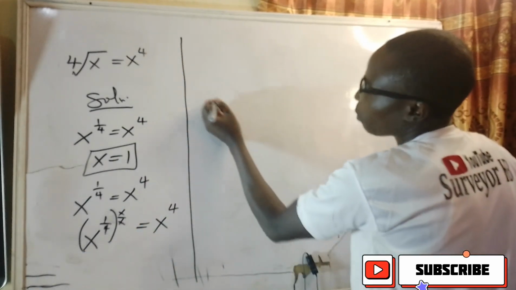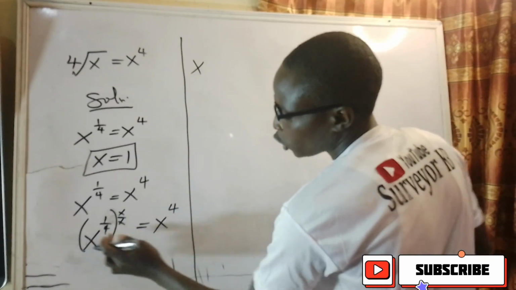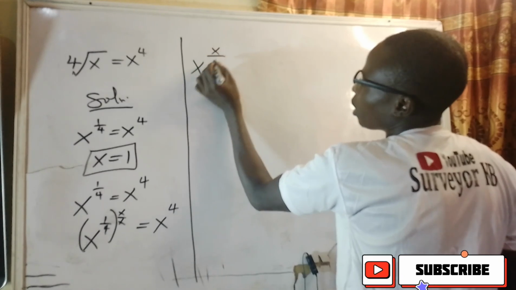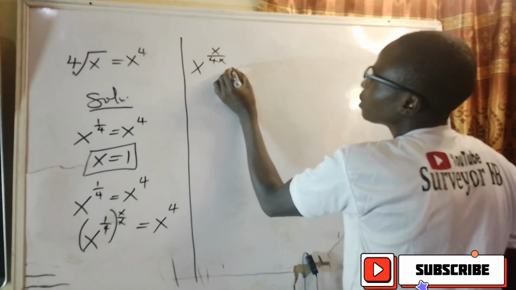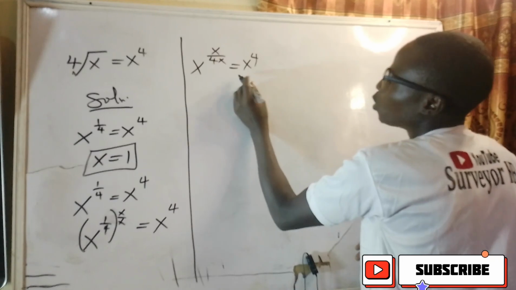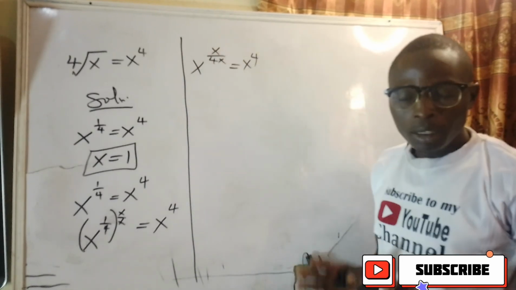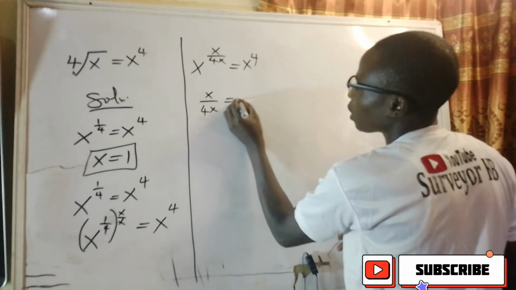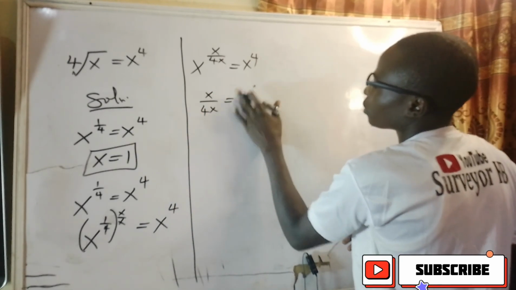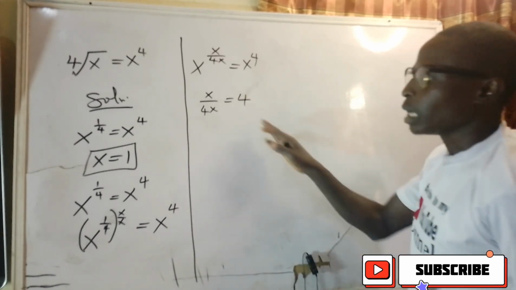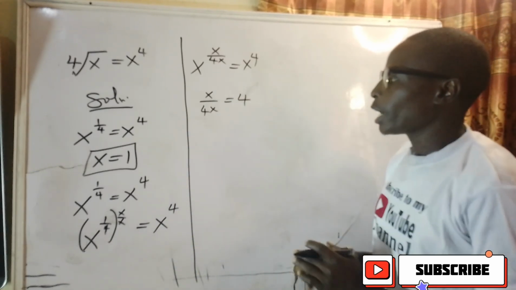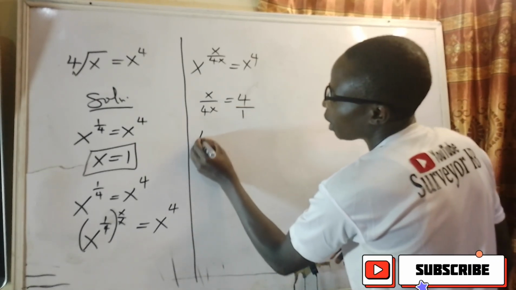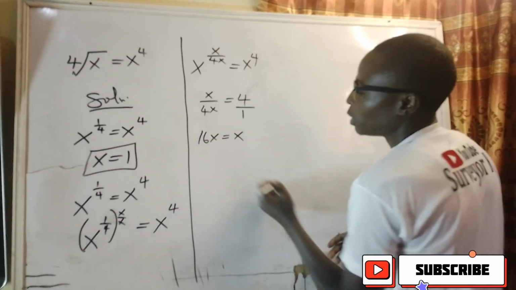Since the relationship between this and this is multiplication, I'm going to have x to the power of x divided by 4x is equal to x to the power of 4. Having the same bases, I can easily make use of the powers. So x divided by 4x is now equal to 4. If that is the case, I can confidently cross multiply, this is over 1, so 16x is now going to be equal to x.